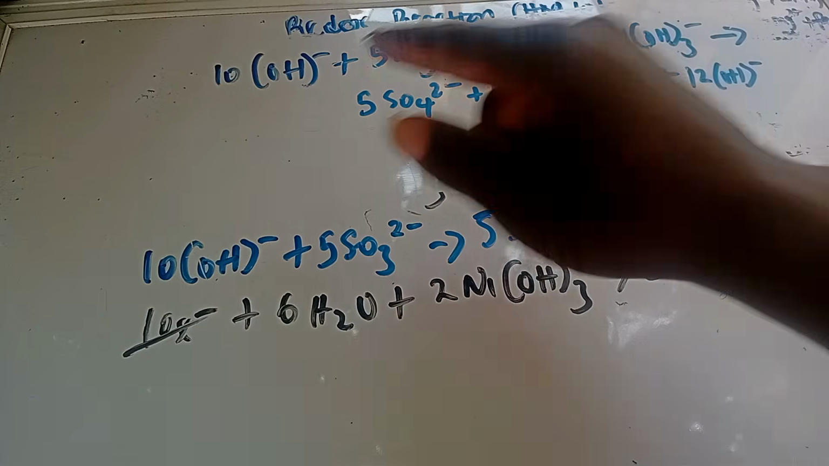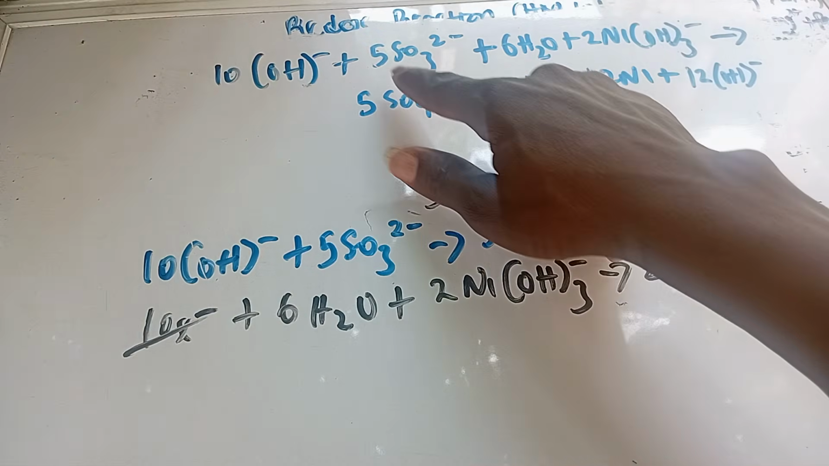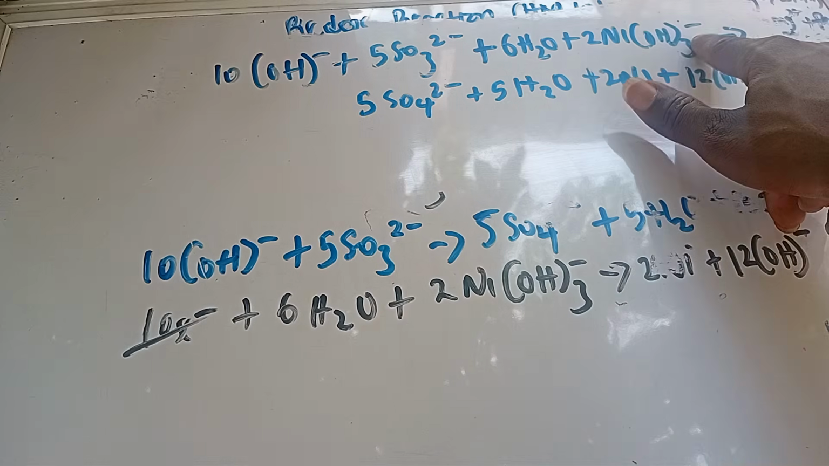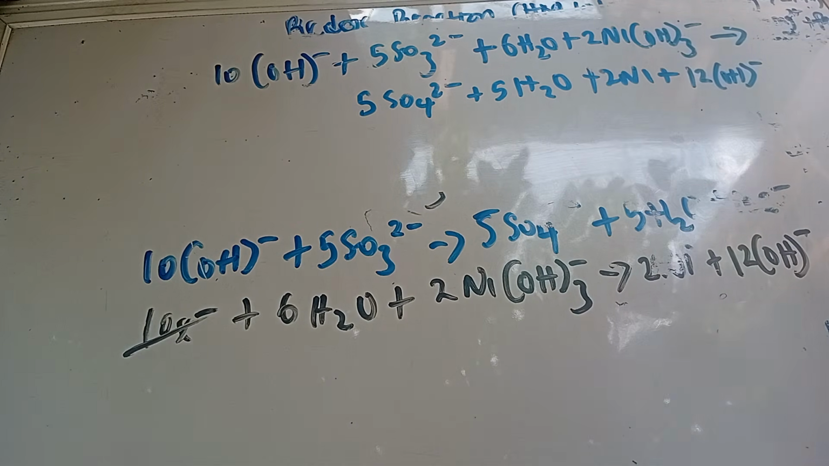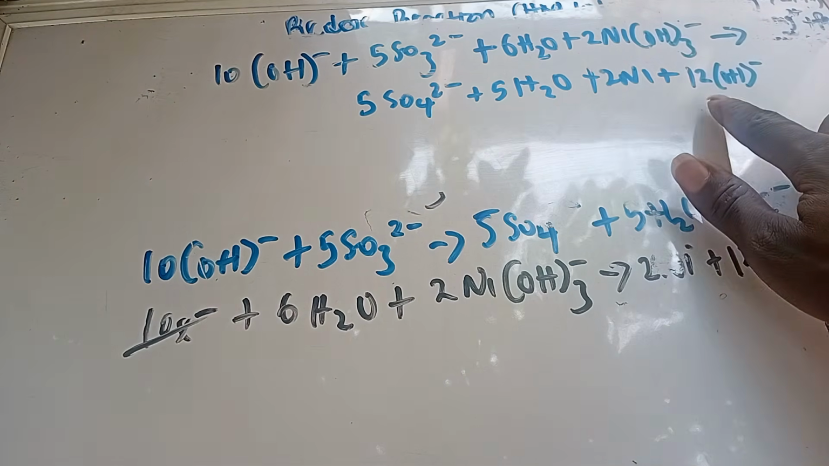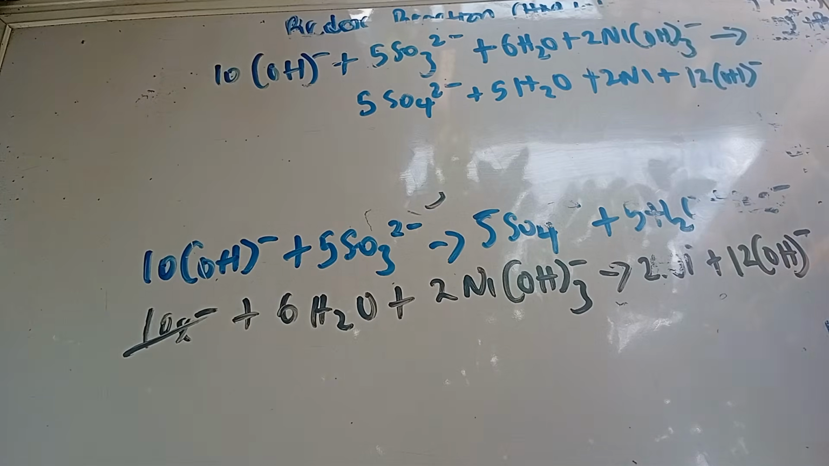Let's check the charges. Here we have 10 minus, 5 times 2, that's 10 minus, that's 20, 2 minus, that's 22 charges. We have minus 22, we have 22e minus. Here we have 5 times 2, 10 minus, and 12, that's also 22, minus. So charges are balanced now.